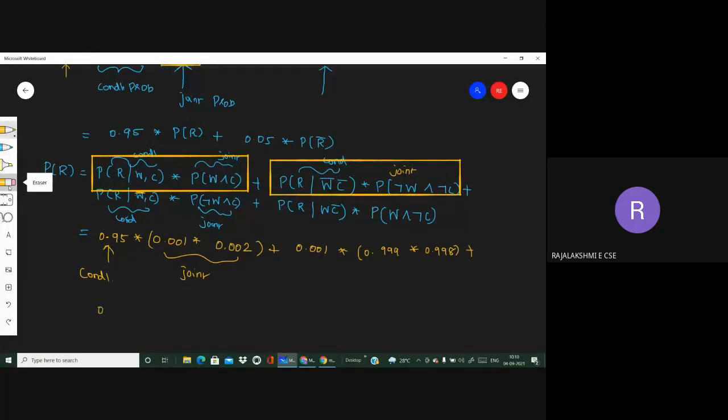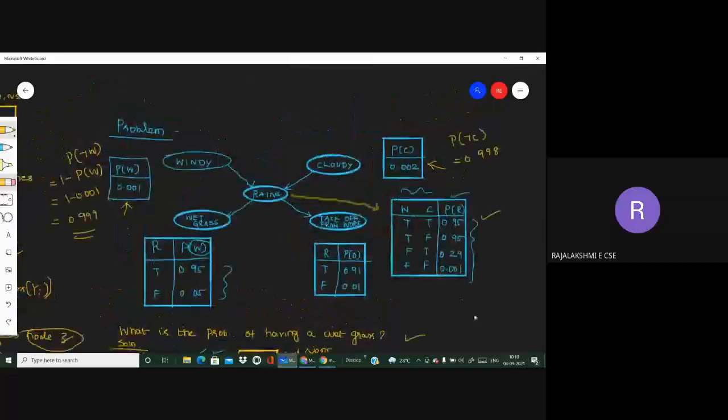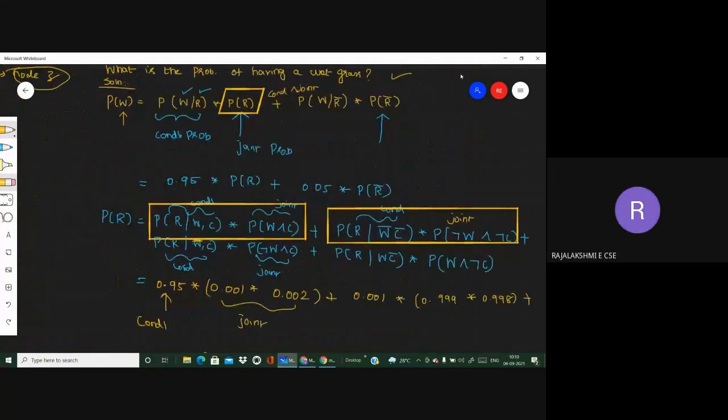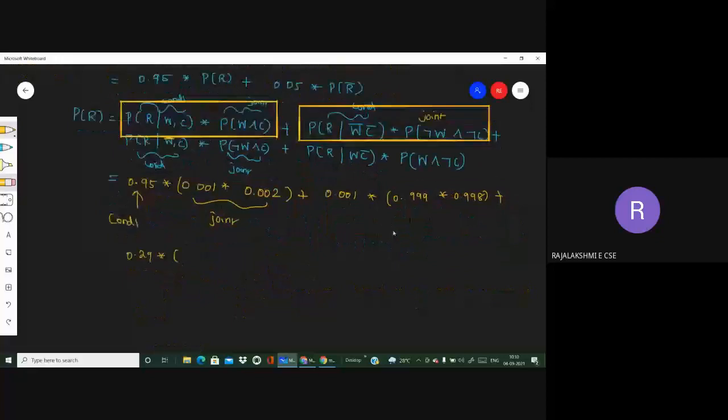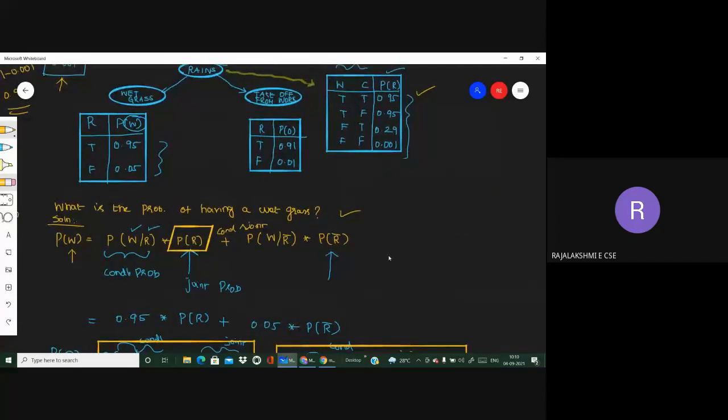Now it is 0.29 into, what is the probability of not wind and cloud? Not wind, what is the probability? 0.999. Okay, 0.999 into, here what have you taken? Cloud 0.002, they have given. The probability of cloud is 0.002, plus what is the probability of the rain when it is windy and not cloudy? When it is windy, not cloudy, what is the probability?